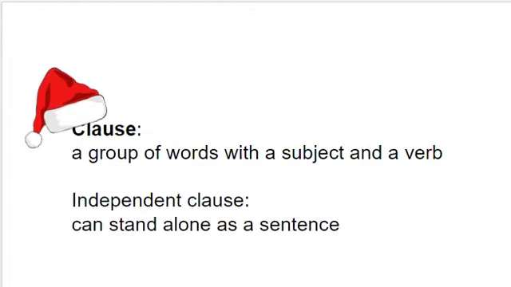So if we're talking about a group of words with a subject and verb that can stand alone as its own sentence, I run, he eats, she dances, we're going to call those independent clauses. They have broken free from their childhood and are now living alone, getting a great income, having a great life as clauses. They can be their own sentence.